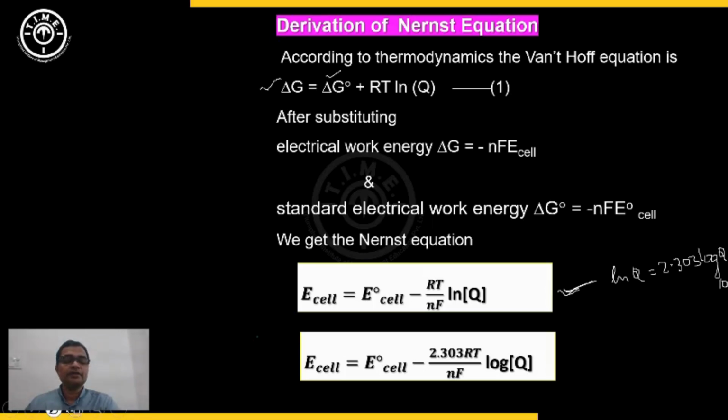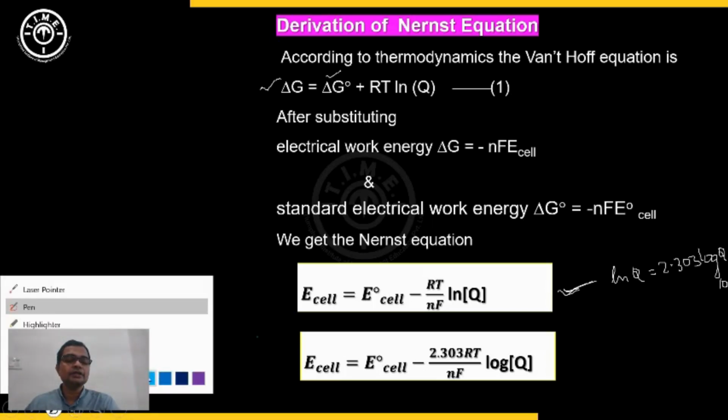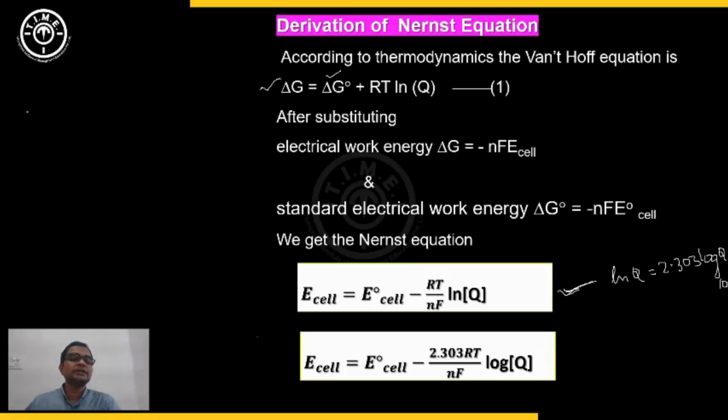So after derivation of the Nernst equation, here are a few points we have to discuss. Let's see. In the Nernst equation, if Q value is less than 1, the second term becomes positive. Then E cell value is greater than E naught cell value. If Q is less than 1, delta G will be less than 0, then the reaction is feasible.